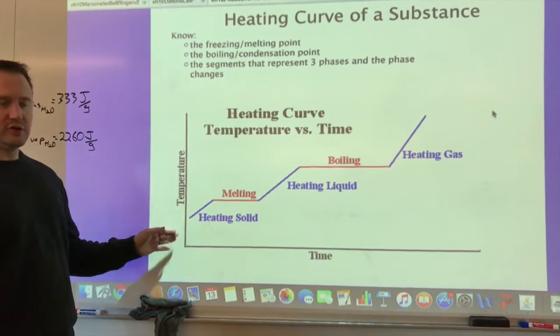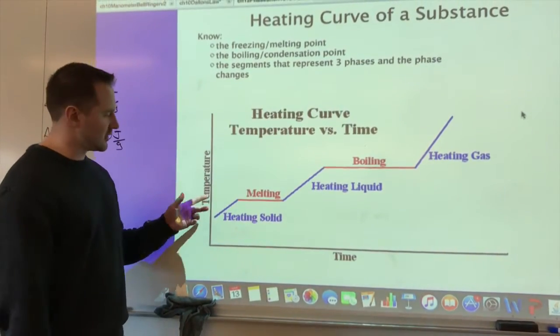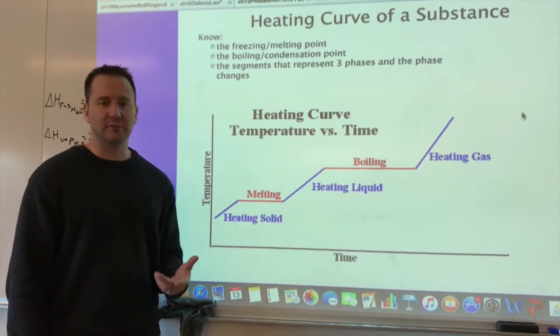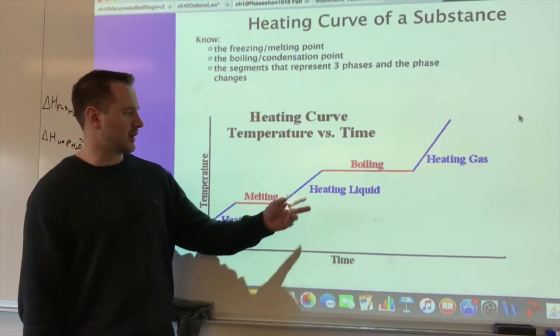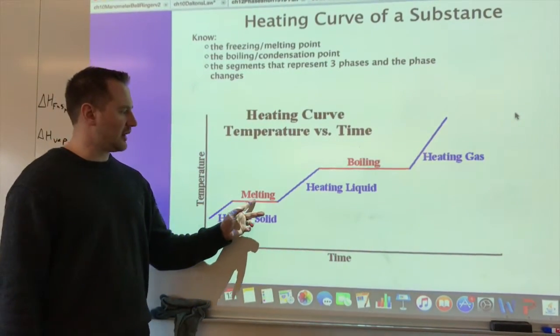So at first, you heat up a solid. Then you reach a temperature at which, under those conditions of pressure, something will go from the solid phase to the liquid phase. That process is called melting. If you're going in the other direction, it would be called freezing. So melting requires an energy input.